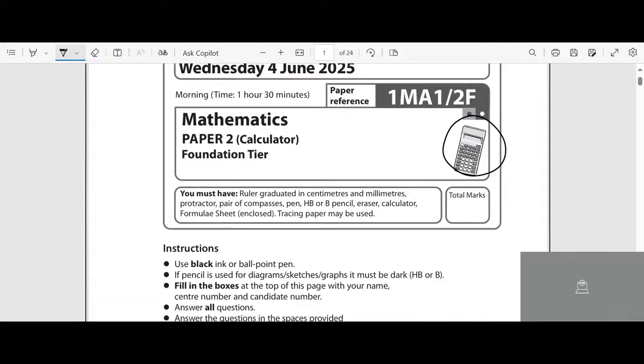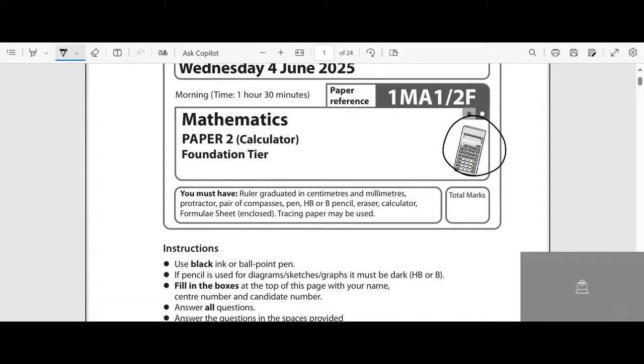So first, the instruction is that you are supposed to be using a black ink or ball pen. This allows easy scanning of the paper during marking for the papers that will be sent to the e-pen marking. So you avoid colored pens, which always results in your papers being sent for traditional marking.